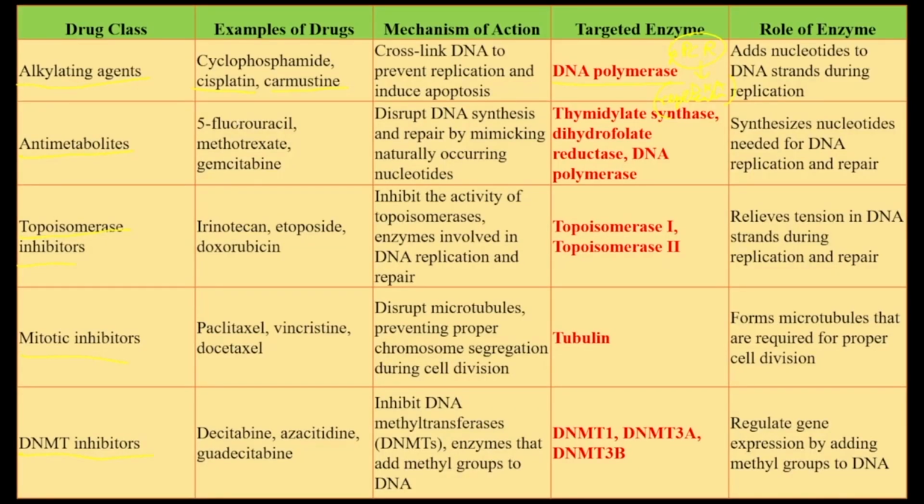Then the anti-metabolites: you can have examples like 5-fluorouracil, methotrexate, and gemcitabine. They disrupt DNA synthesis and repair by mimicking the naturally occurring nucleotides. The target enzymes are thymidylate synthase, dihydrofolate reductase, and DNA polymerase. Apart from that, you remember that when we were talking about this, we also mentioned SHMT, serine hydroxymethyltransferase. And why I always mention SHMT is because SHMT is an enzyme for which I have solved the structures, and I did my thesis on that.